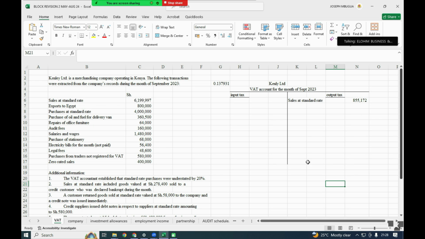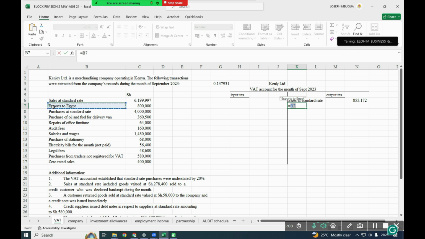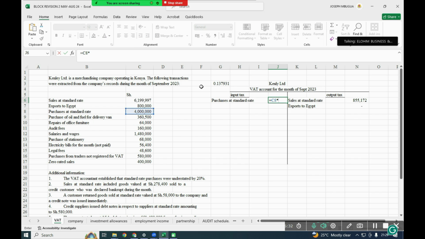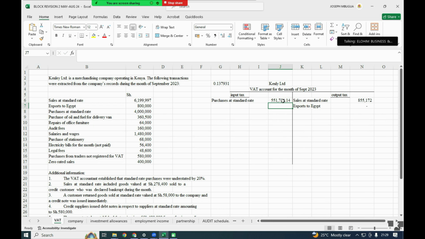And the other one, we have exports. Remember we said exports are zero rated for VAT purposes. So we shall multiply this by 0, which will give you a dash. They are zero rated. Then on this side we have the purchases. We have the purchases at standard rate.